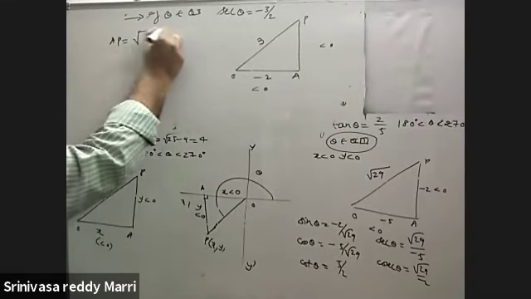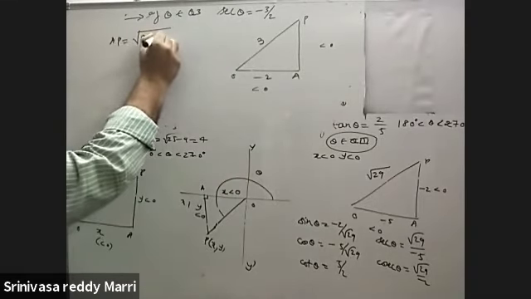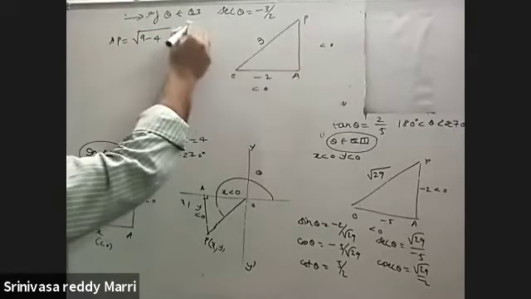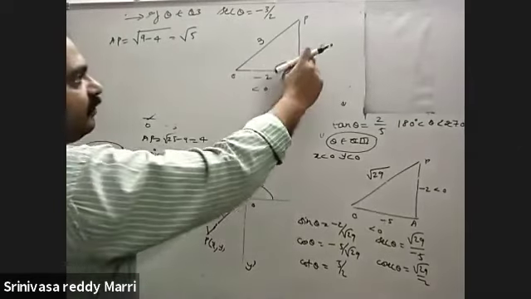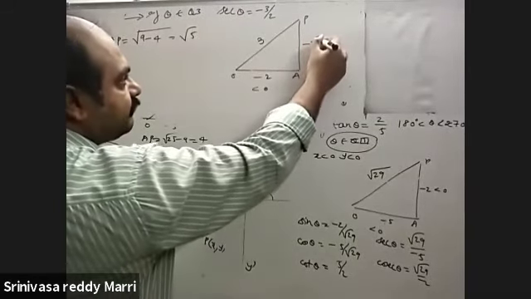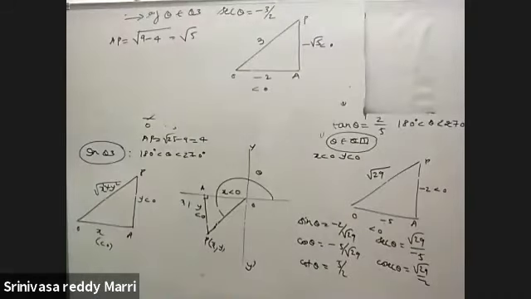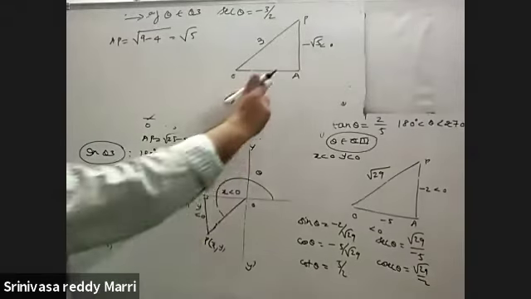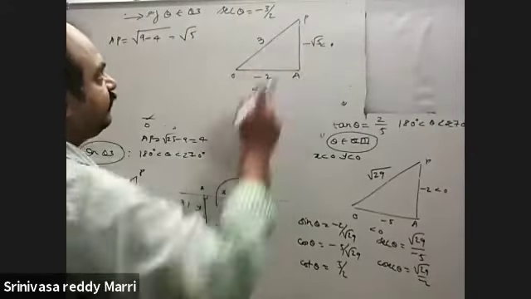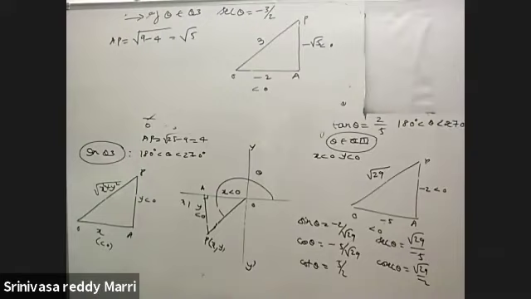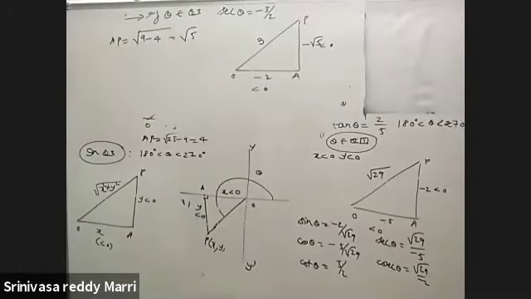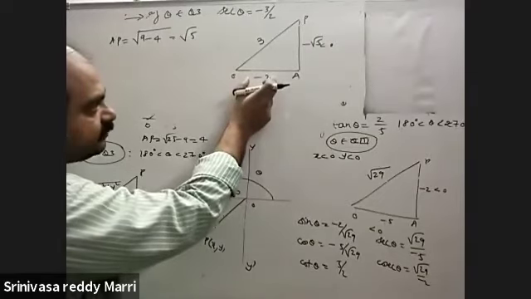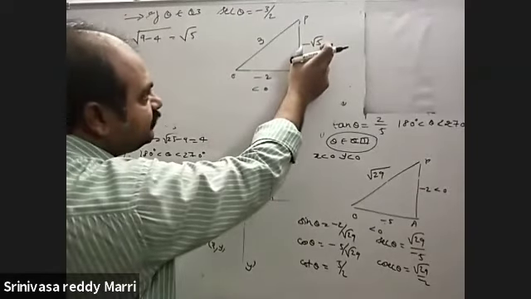AP is nothing but root of 9 minus 4. This is what? Root 5. Don't write root 5, write minus root 5. This length is root 5 only, but for writing sin theta, tan theta like that, it must be taken minus root 5. So now look here, -2 negative, minus root 5 negative.